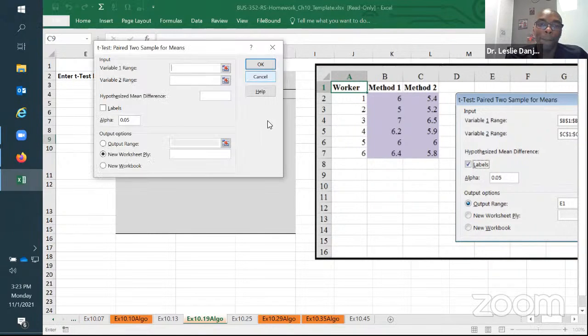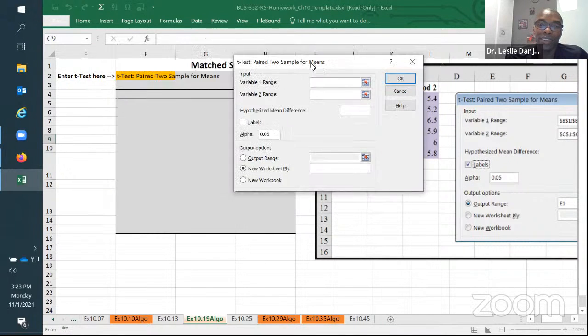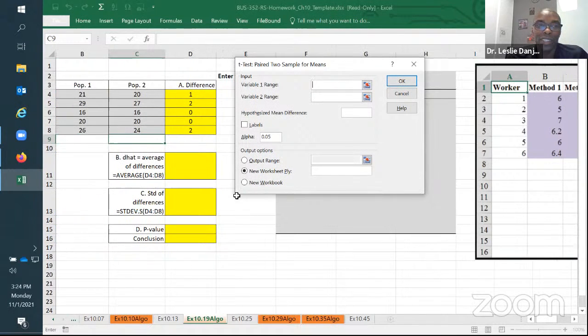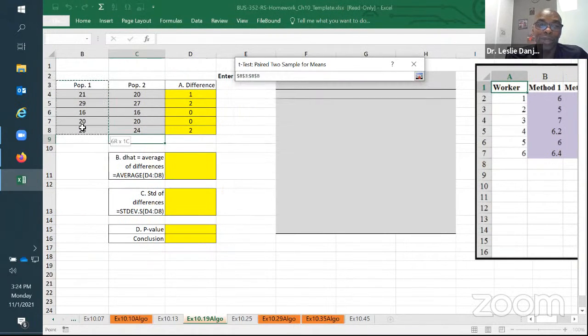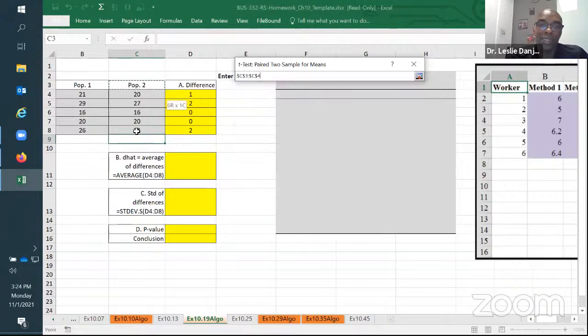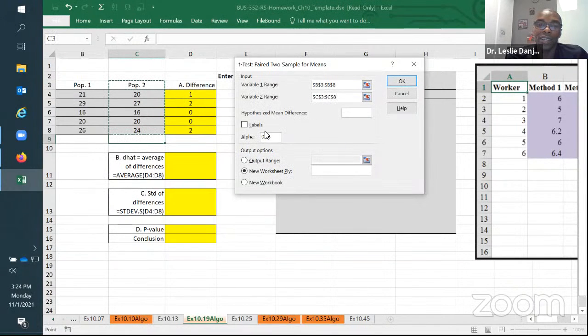Click OK. What is your sample one's input? If you click on here and scroll back over, here's your sample 1. I like to include the label so I know that I'm dealing with pop 1. For number 2, click it, select it. For my hypothesized value, I'm going to assume that it's 0, unless it's telling me something different in Cengage, then I will change it.